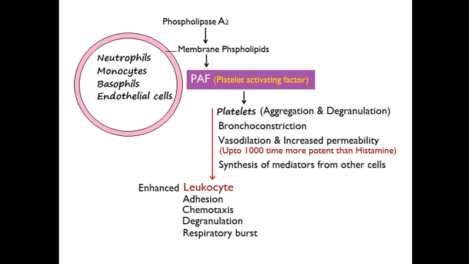And platelet activating factor particularly has its role in the platelets and causes aggregation and degranulation of the platelets with the release of various granules. Platelet activating factor also causes bronchoconstriction and narrowing of the bronchi. It also causes vasodilation and increased permeability. And remember that platelet activating factor is 1,000 times more potent than histamine in causing vasodilation and increased permeability. It also causes the synthesis of mediators from other cells, and it is involved in leukocyte adhesion, chemotaxis, degranulation, and respiratory burst.